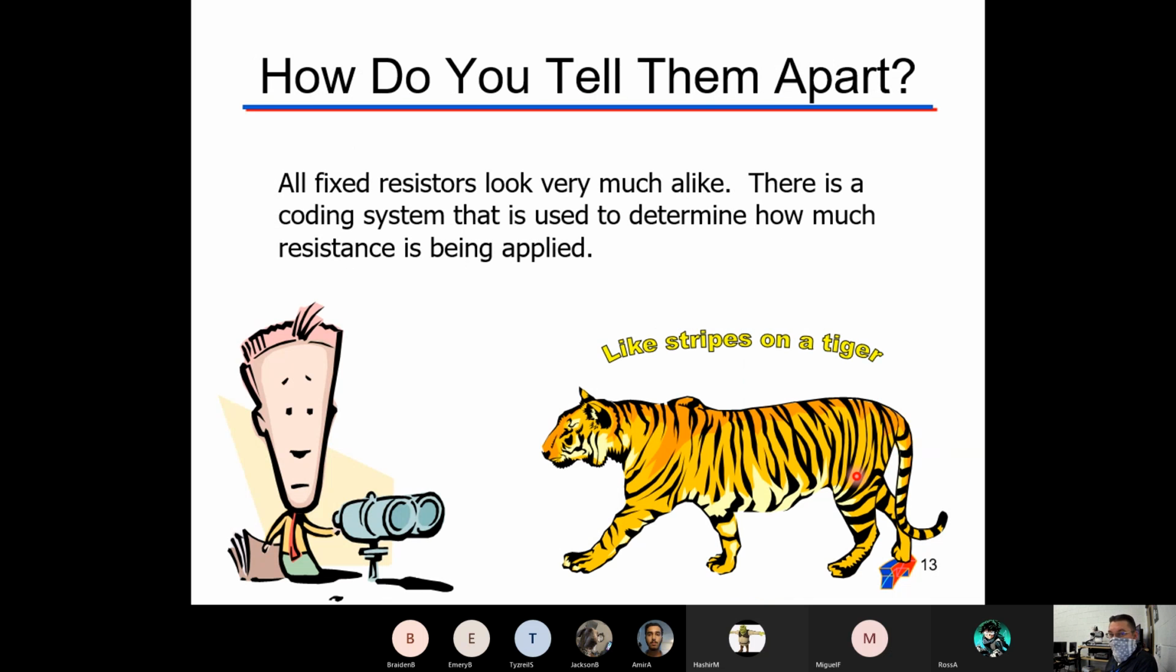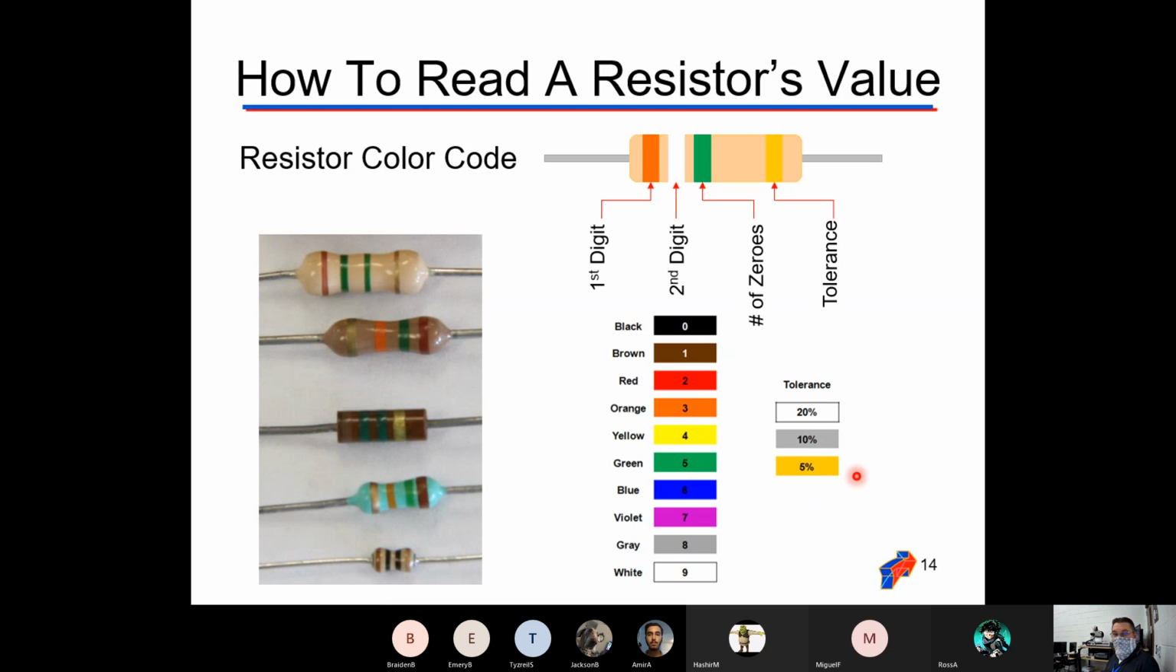So, how can you tell them apart? Fixed resistors look very much alike. A lot of the resistors look the same. So the way you're going to be able to tell them apart is they're going to have color-coded bands on them that tell you what that value should be. And this is what you're going to want to write down. I would draw that image of the resistor, so you can see how you're going to be able to tell what value each resistor is. You have a first digit, a second digit, and a third digit, and then you have a tolerance at the end.